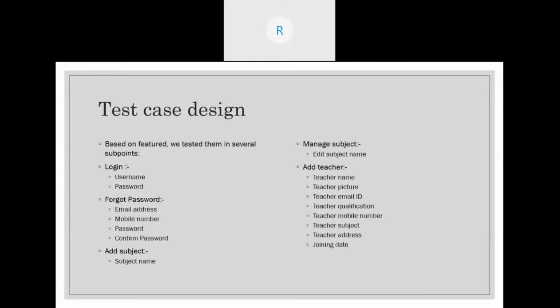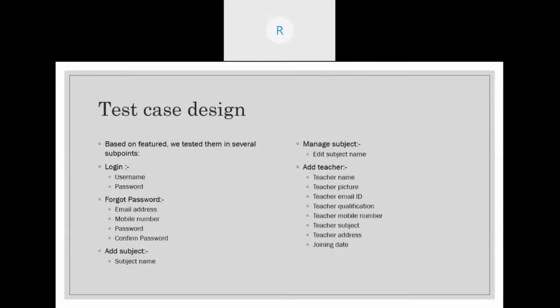Okay, and this is the test case design. Based on the feature, we tested them in several subpoints. The first one is login. The subpoints are the username and password. For the forgot password, the subpoints are email address, mobile number, password, and confirm password.